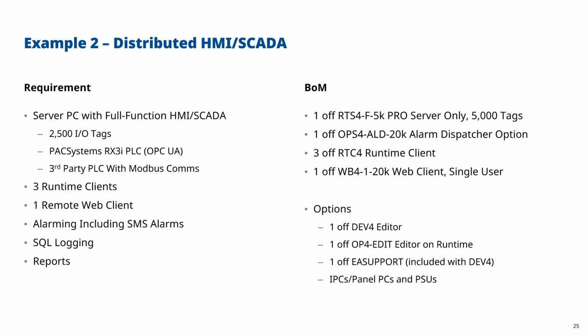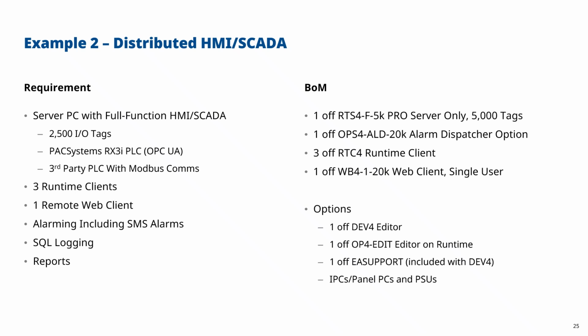For the clients, there's 3 runtime clients, so we would offer 3 off RTC4 runtime clients. And for the web client, I would offer 1 WB4-1, which is the single user web client package, and again 20K because that's the next breakpoint up from 5K. Options again could include Dev4, we could include OP4 edit on one of the runtimes, we could offer EA support, and again we could offer industrial PCs as the servers, panel PCs for the clients, and of course power supplies.